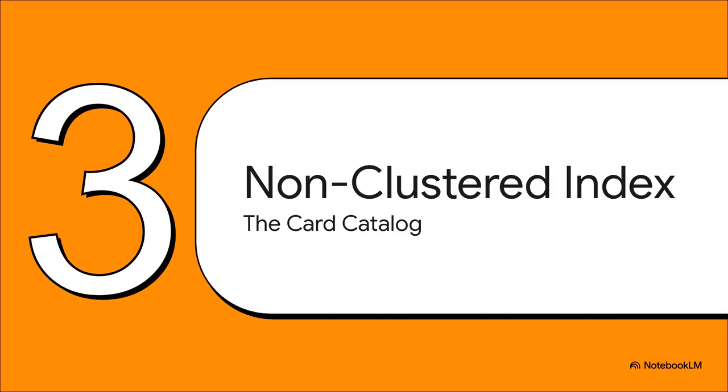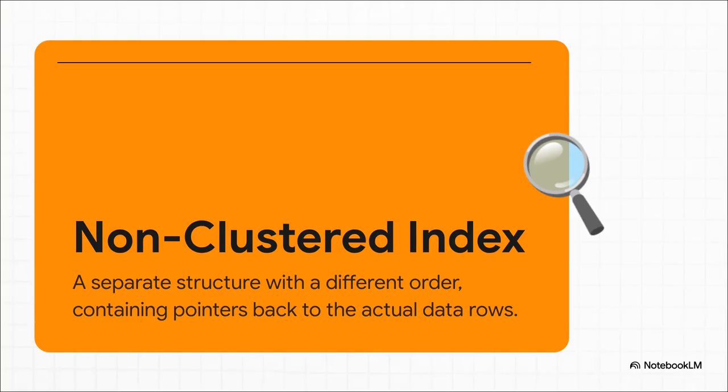That's it. Okay, but what if you know the book's title, but you have no idea what its Dewey Decimal number is? Well, walking up and down the main shelves would be pretty useless. You'd need a totally different way to look it up. And that's exactly where the non-clustered index comes into play. So the non-clustered index is basically the library's old-school card catalog. It's a totally separate, much smaller thing. And this catalog is sorted in a different way, let's say alphabetically by title.